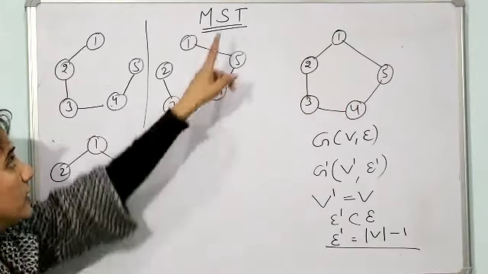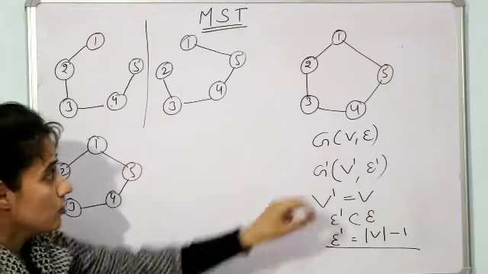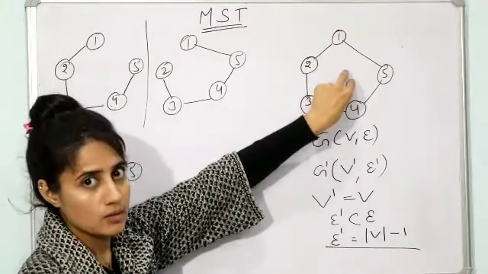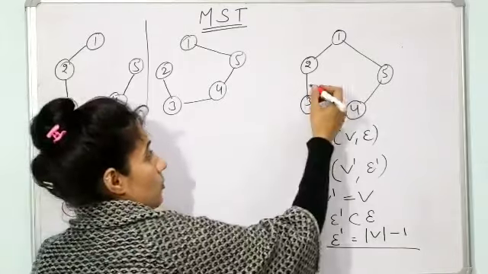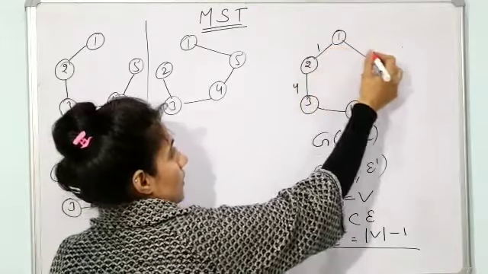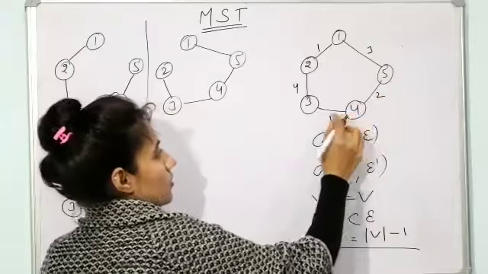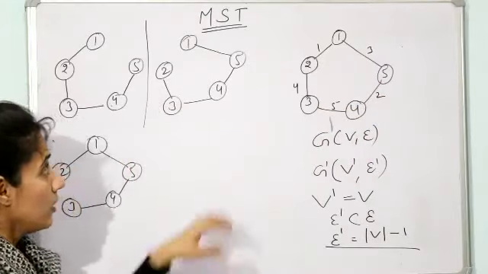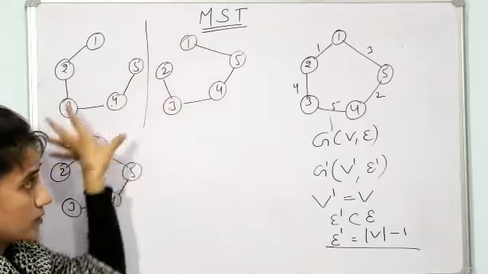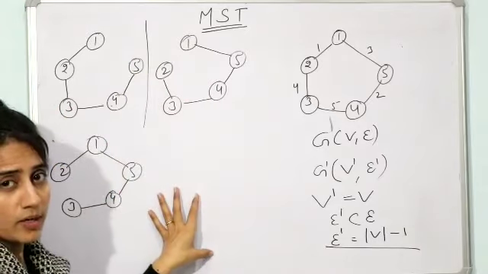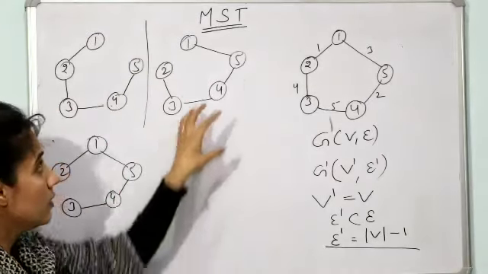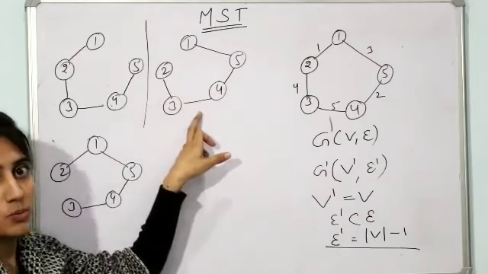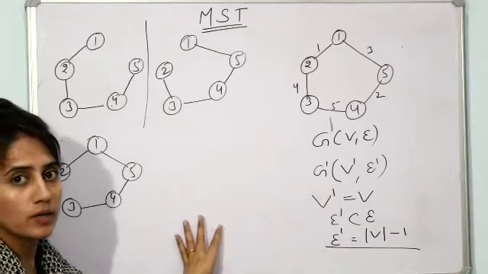Fine. Now what is a minimum spanning tree? Suppose this graph is having some edge weights. Okay. Let us suppose this is 4, this is 1, this is 3, this is 2, this is 1, this is 5. Fine. Now out of these spanning trees, the spanning tree whose total of these edge weights is minimum, that would be the minimum spanning tree.